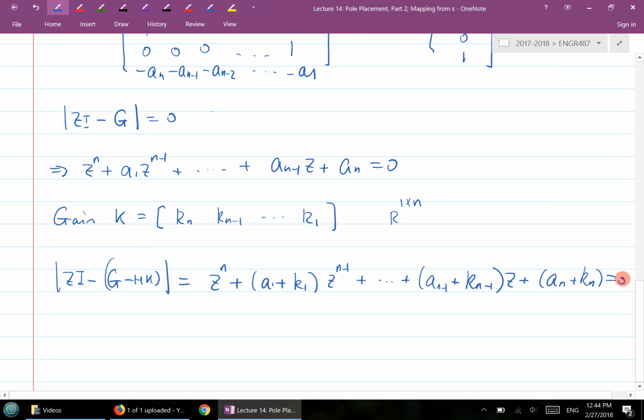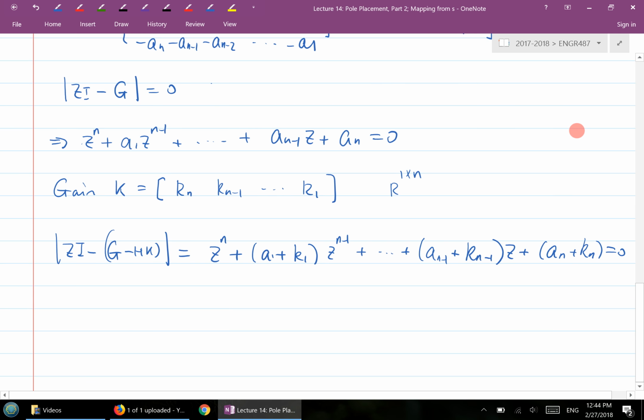Okay, so this will give us a closed loop characteristic equation for any K. This is general, basically the closed loop characteristic equation here. So now think back about the desired one. This is basically the actual closed loop, the actual characteristic equation.